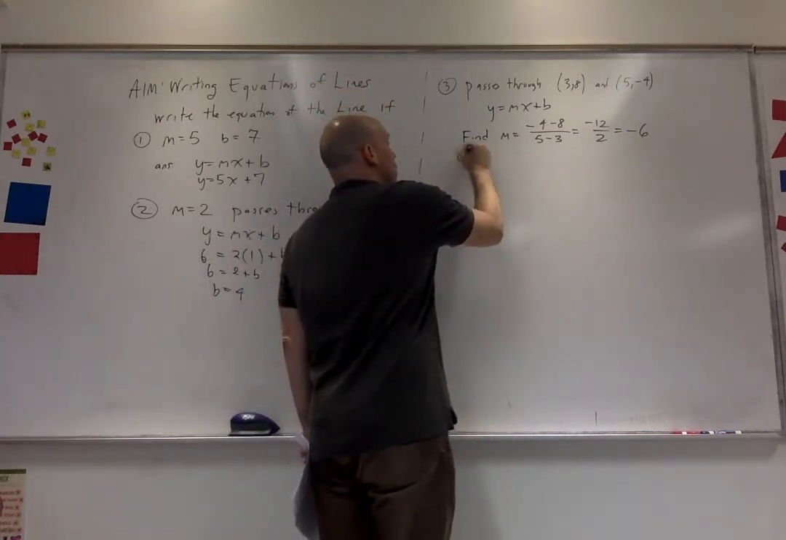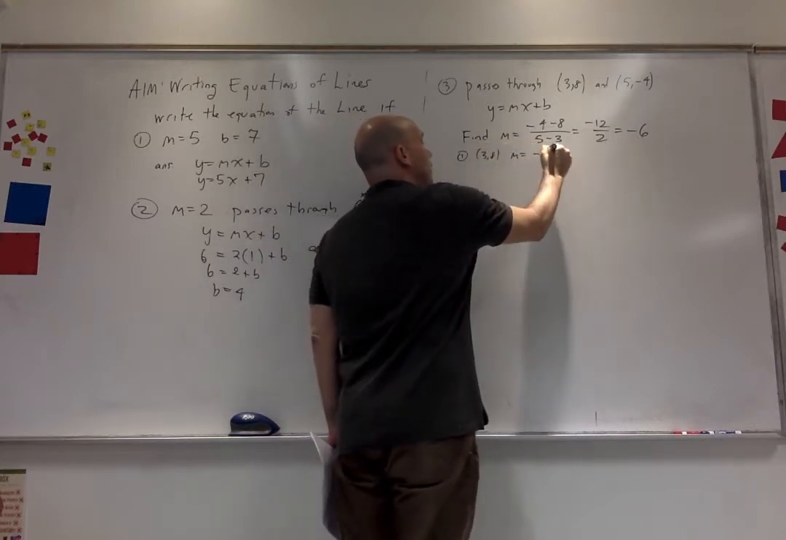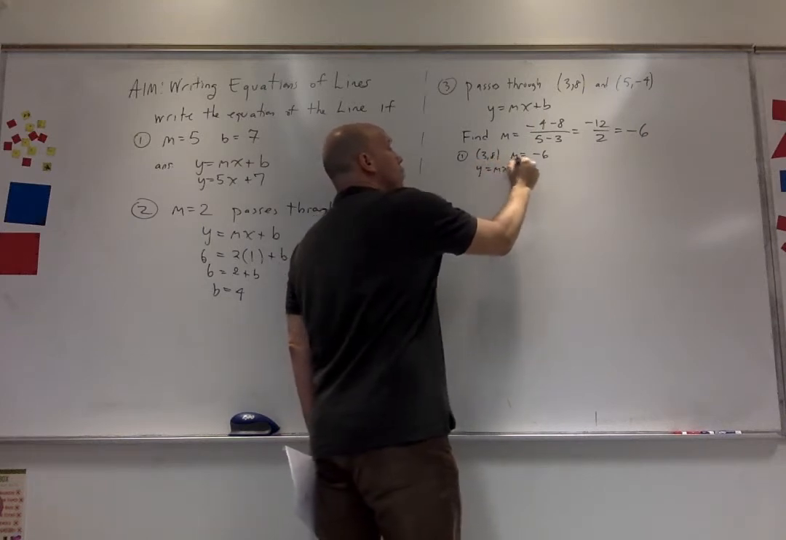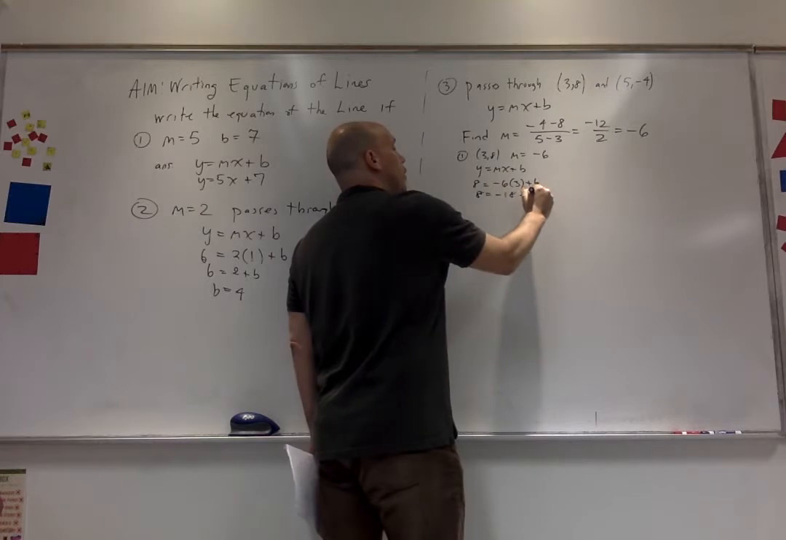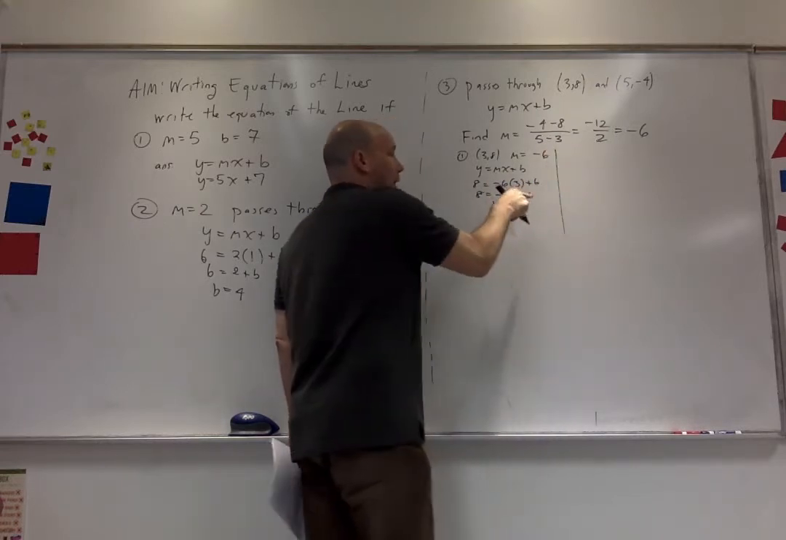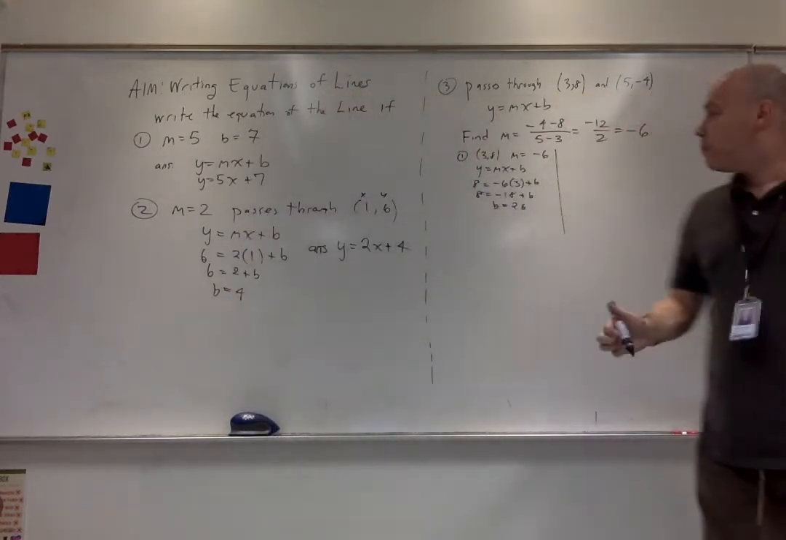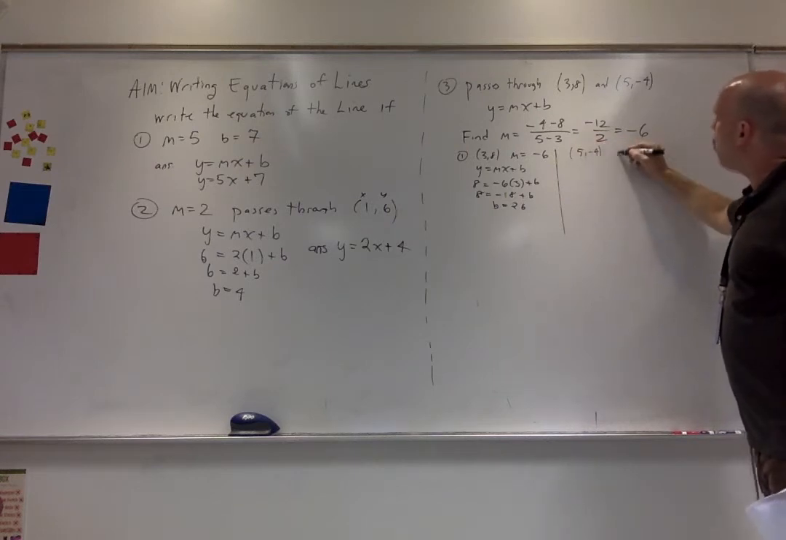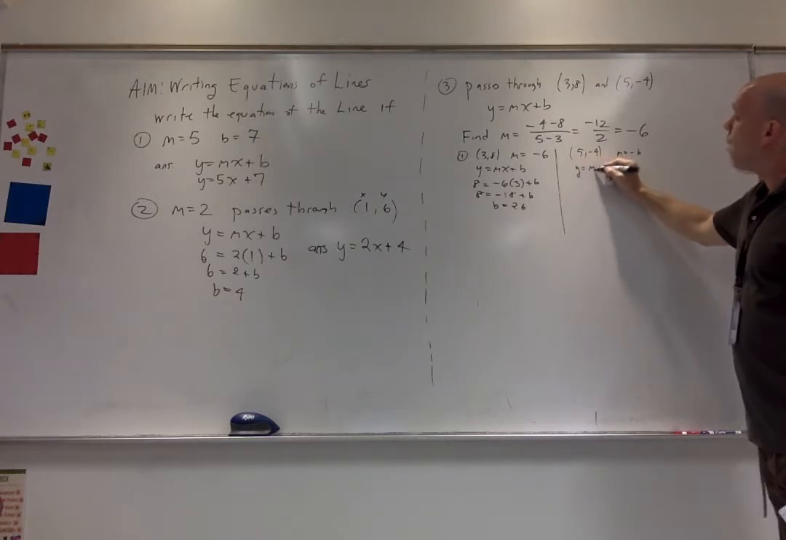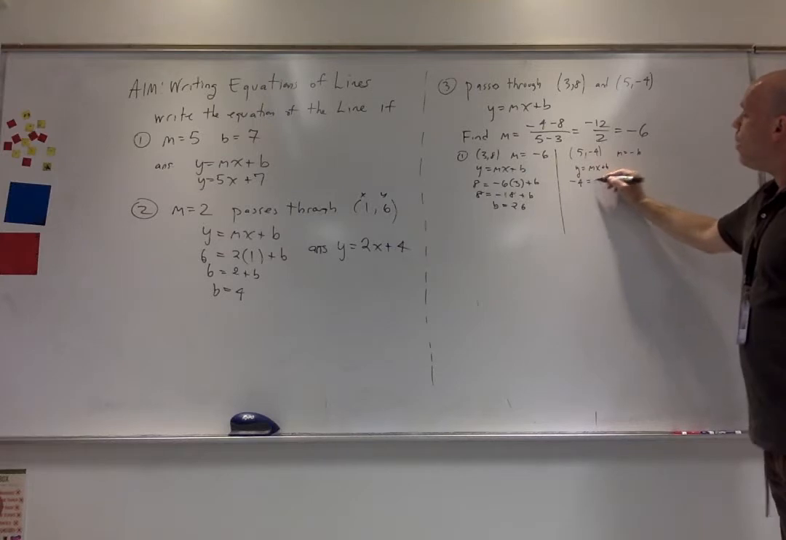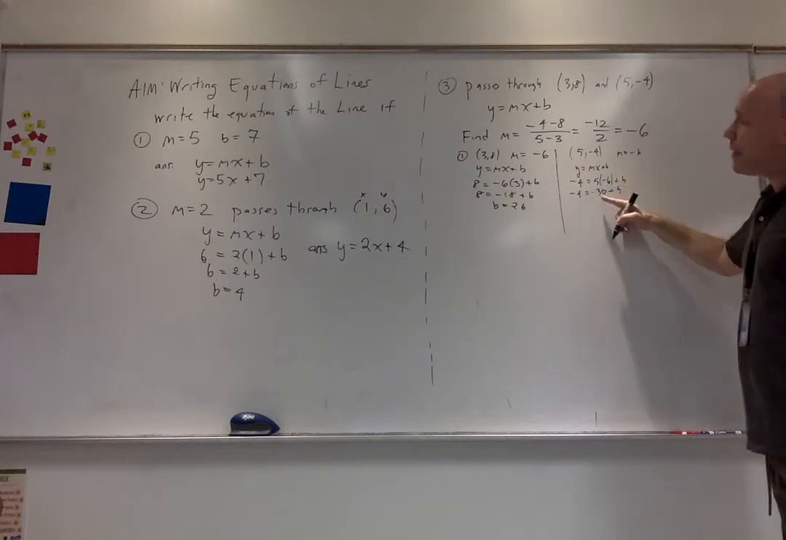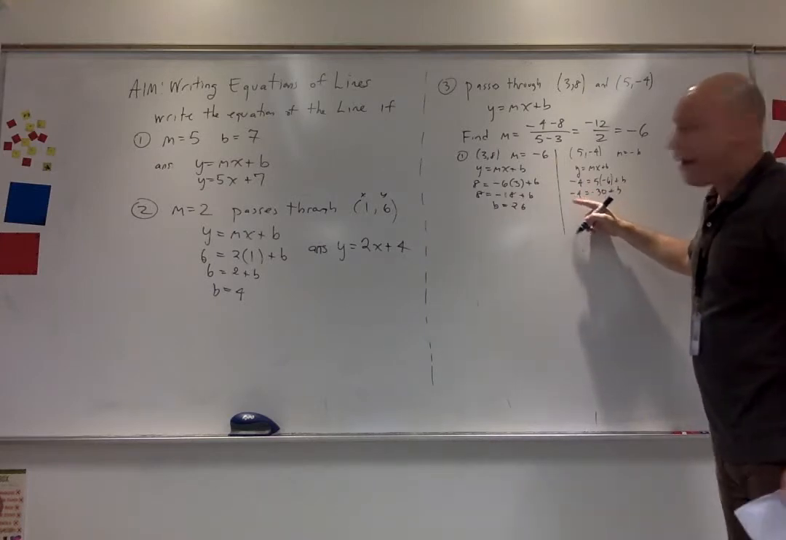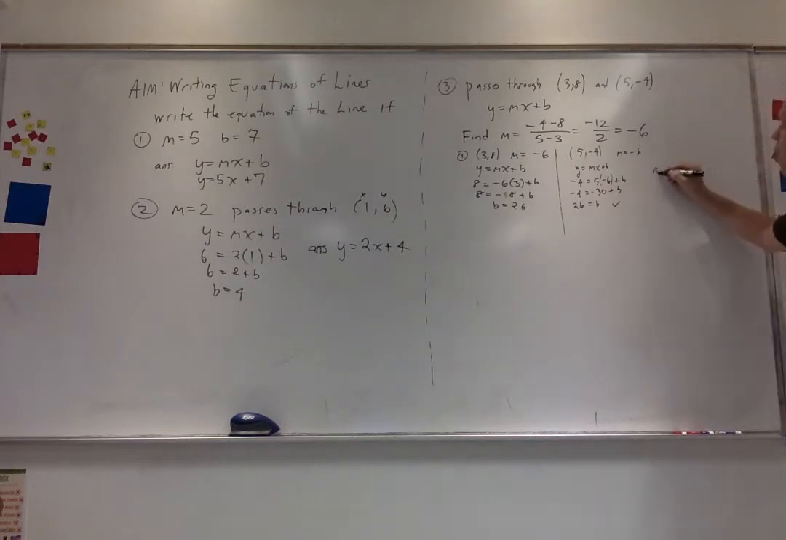So in the first case, we're gonna use 3, 8 and a slope of negative 6. And if I plug it in, y equals mx plus b, 8 equals negative 6 times 3 plus b, 8 equals negative 18 plus b, b equals 26. Let's see if I get the same y-intercept by using the other point. So 5, 4, and a slope of negative 6. Once again, y equals mx plus b. 4 equals 5 times negative 6 plus b. 4 equals negative 30 plus b. If it's negative on the right, it's going to be a positive on the left. 30 minus 4 is 26. Nice. So the answer is y equals negative 6x plus 26.